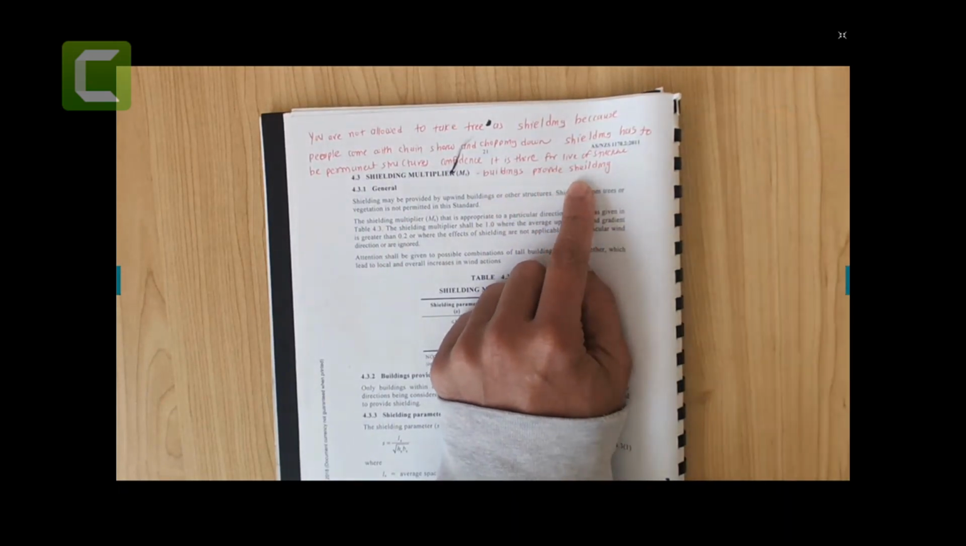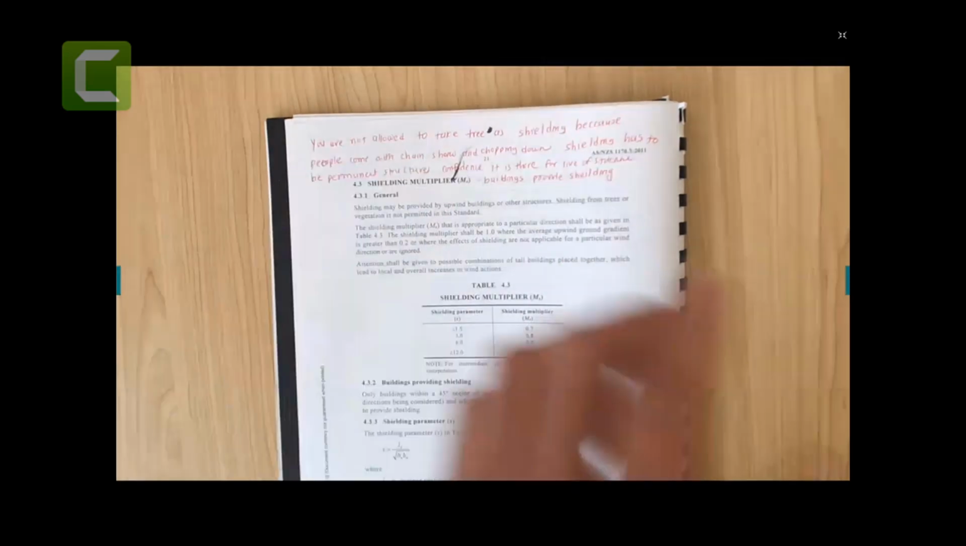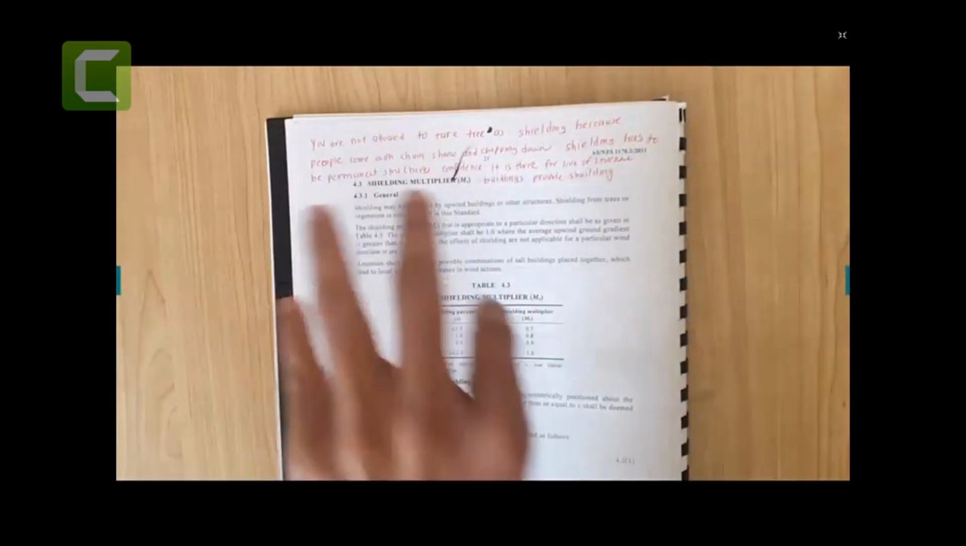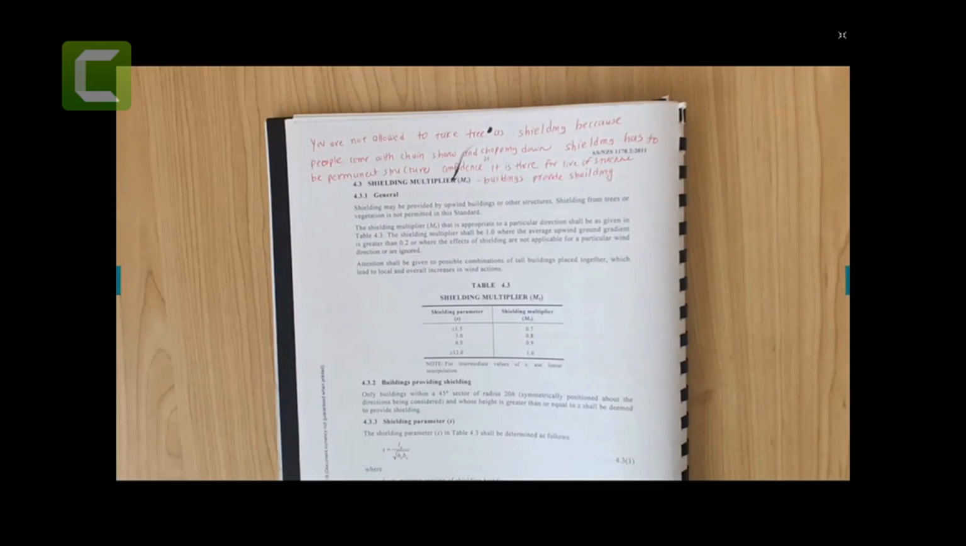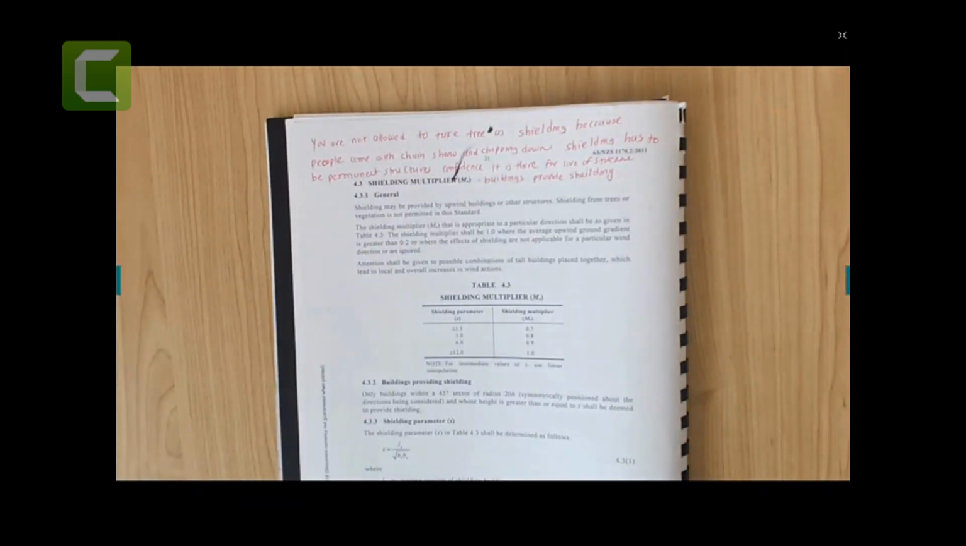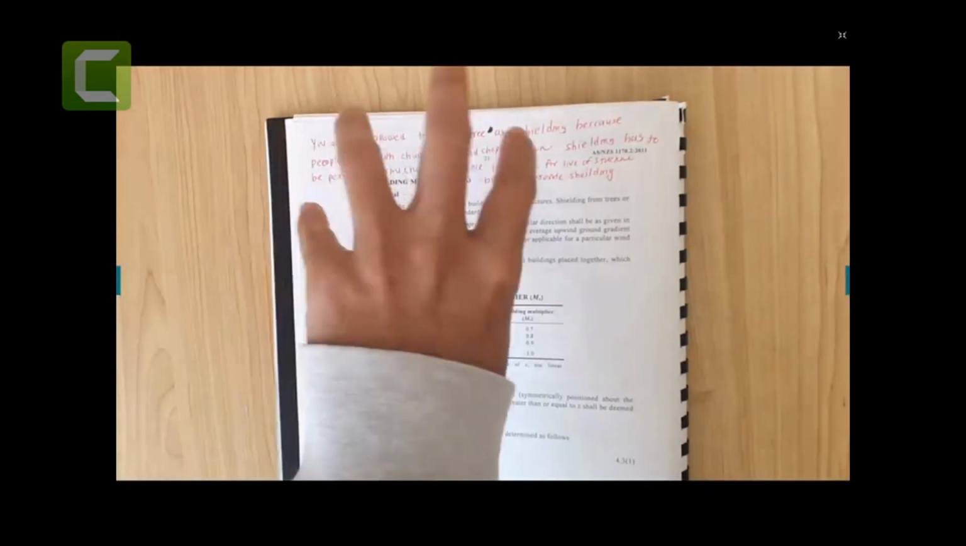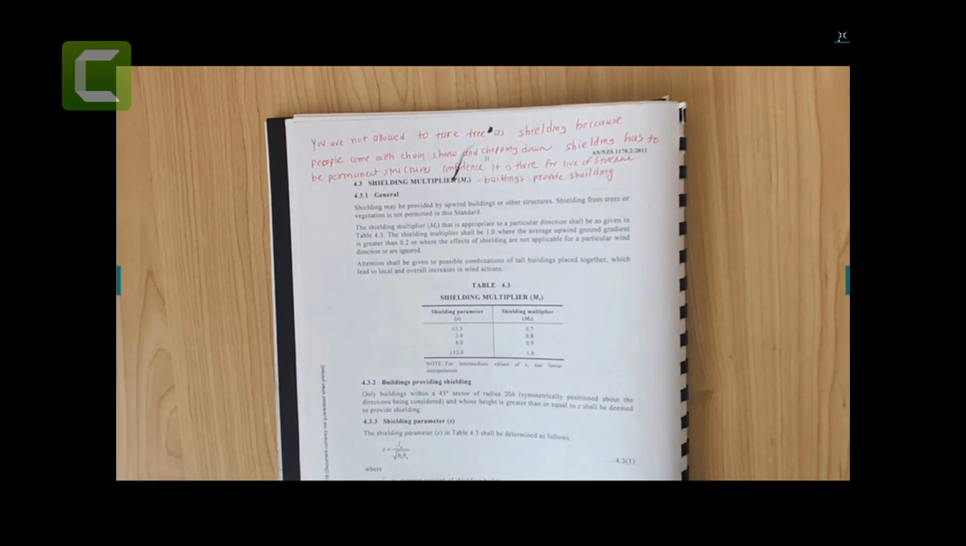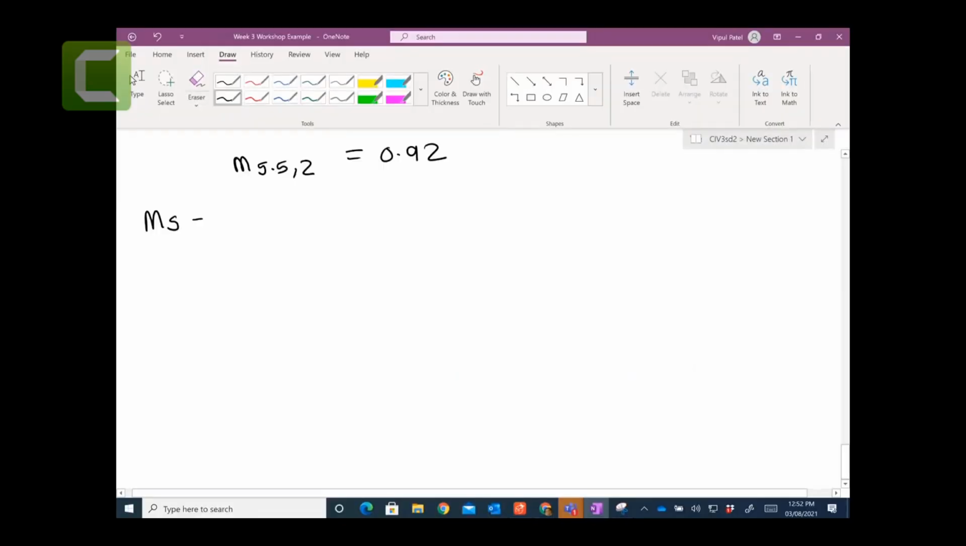Yesterday we had some discussion that you also need to take into account some future developments around your region. So some kind of survey is required, and some questions need to be asked for this design. But in our case, we don't have any shielding, so we have Ms equal to 1, because there is nothing we take into account.